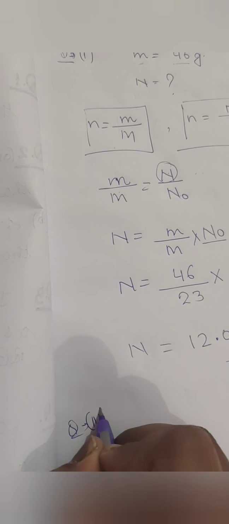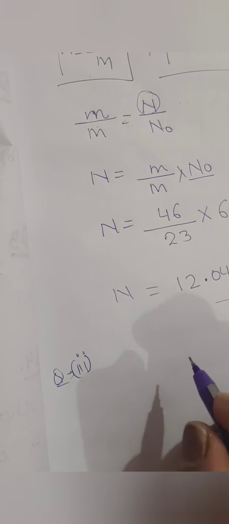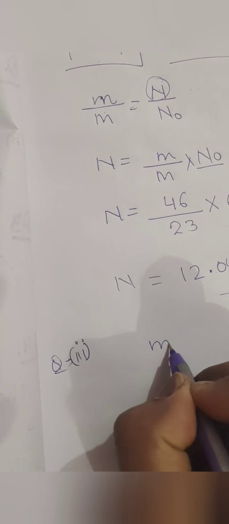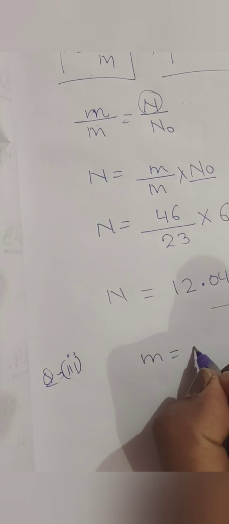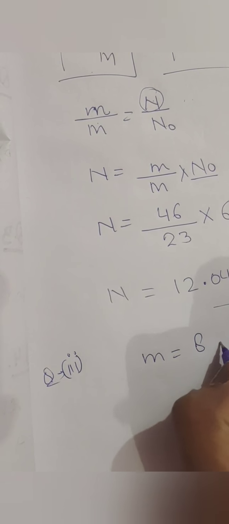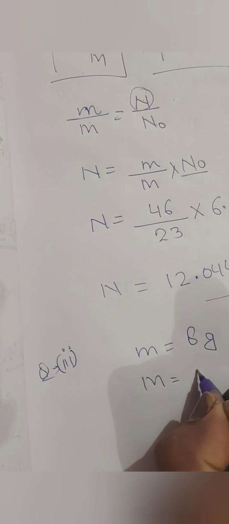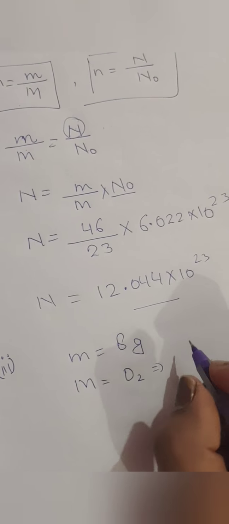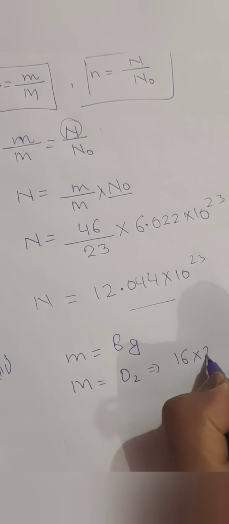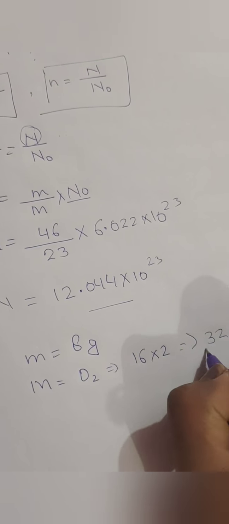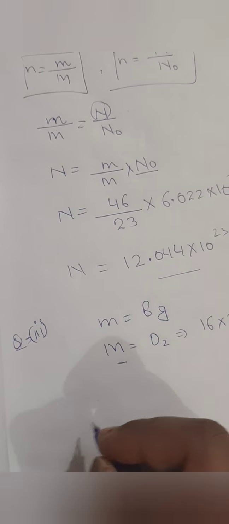Now the next question is 8 grams of O2 molecules. Before it was Na, now here it is O2 molecules. Small m is given as 8 grams. So the molar mass will be of the oxygen molecule. Don't forget it's an oxygen molecule. So O is 16 and with 2 it will be 32. So capital M is 32, and again we have to find out N.